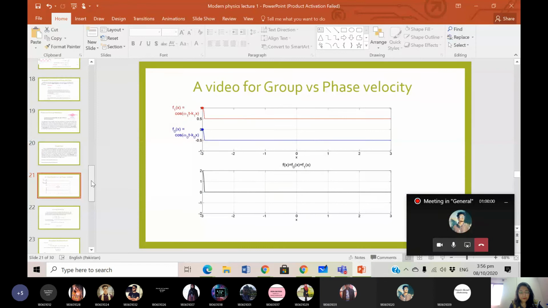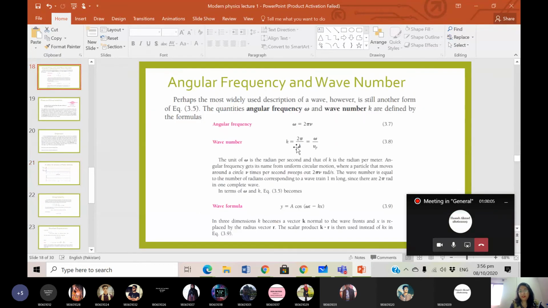Ma'am, on slide number 18 we studied the wave number. The wave number is k equals 2 pi over lambda, meaning how many waves come in a particular length. 2 pi is the one for one revolution, for one wave. And the wave number's unit is radians per meter, right?